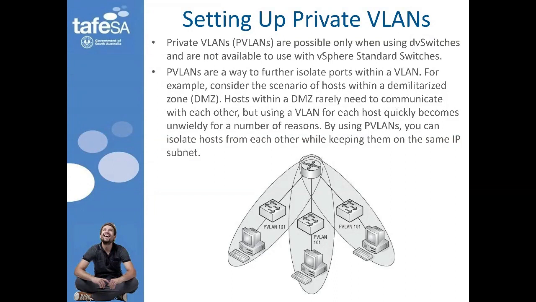For example, consider a scenario of hosts within a DMZ. Hosts within a DMZ rarely need to communicate with each other. You could use VLANs for each host, but that quickly becomes unwieldy for a number of reasons. By using private VLANs, you can isolate the hosts from each other while keeping them on the same IP subnet.